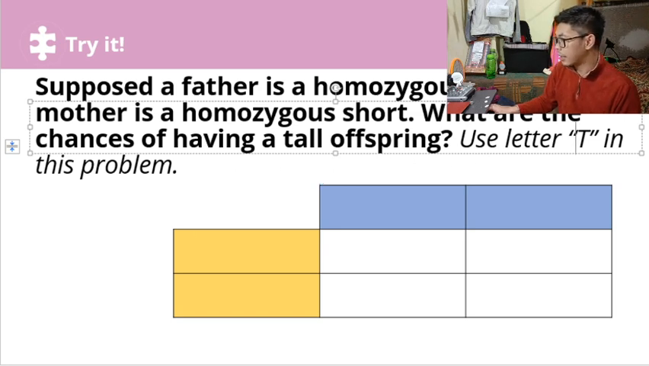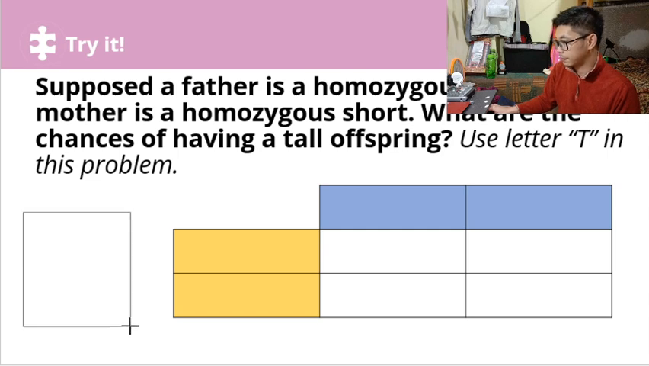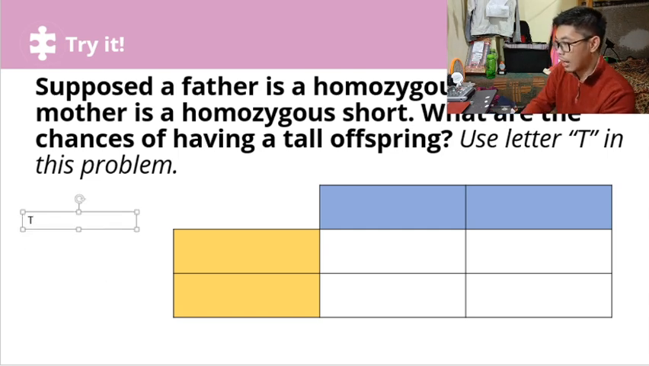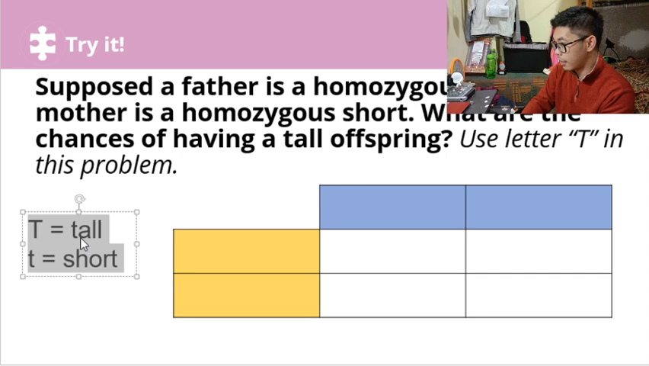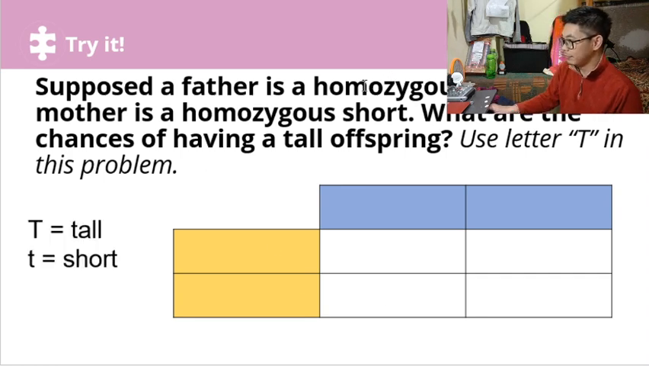Alright, so anong gagawin natin dito? Well, let's assign the capitalization. Let capital T be tall, at let small letter t be short. Para makita natin yung difference. Si homozygous tall, ito, tall. Tapos si homozygous short, alam na natin anong letter na assign sa kanya. So, paano natin gagawin ito?